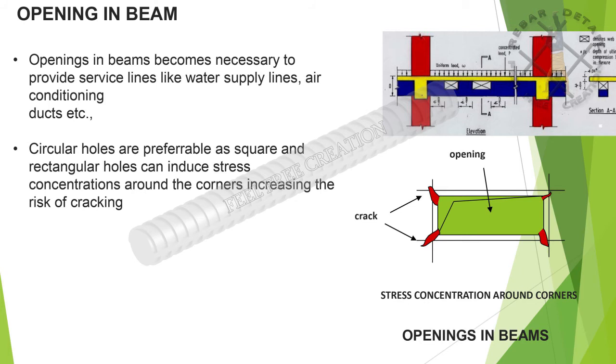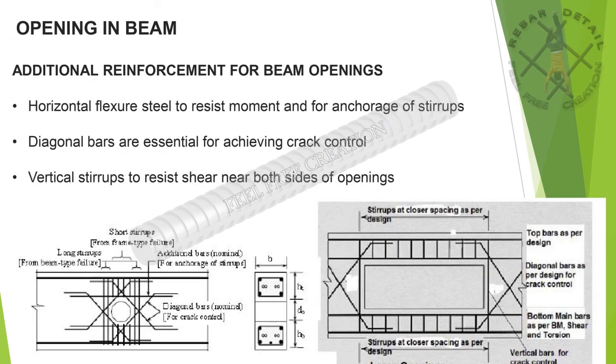Opening in beam. Openings in beams become necessary to provide service lines like water supply lines, air conditioning ducts, etc. Circular holes are preferable, as square and rectangular holes can induce stress concentrations around the corners, increasing the risk of cracking. Additional reinforcement for beam openings.